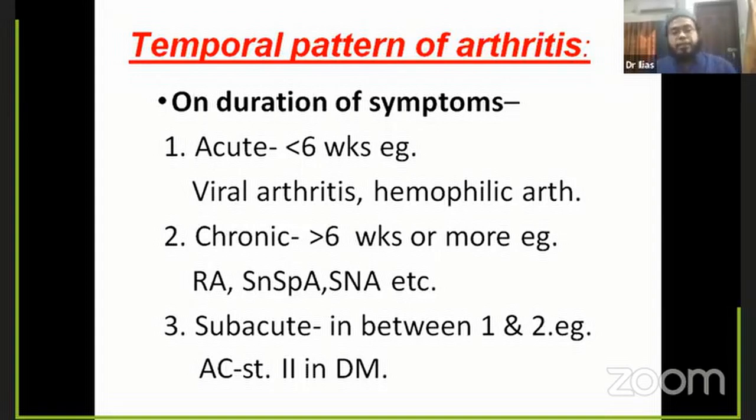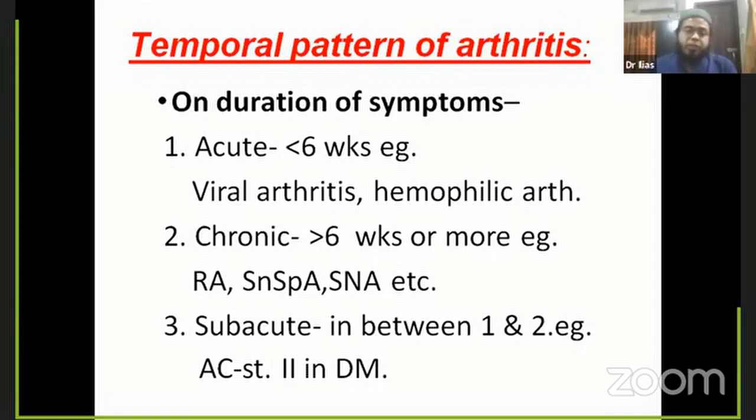And another is chronic arthritis, which will last for 6 weeks or more. Okay. And that will be associated with rheumatoid arthritis or the seronegative spondyloarthropathies or seronegative arthritis. So these are examples of chronic inflammatory arthritis. And in between these two, acute arthritis and chronic arthritis, there remains another entity, that is subacute arthritis.